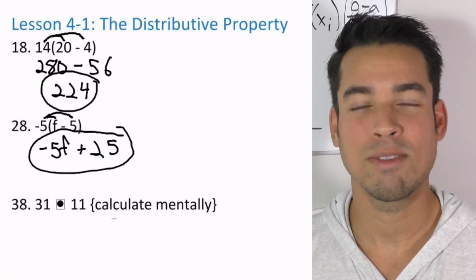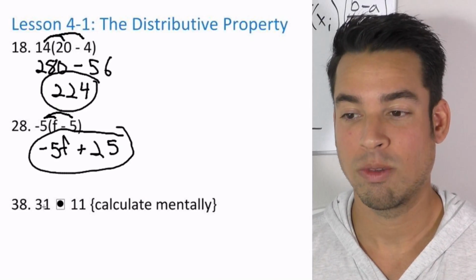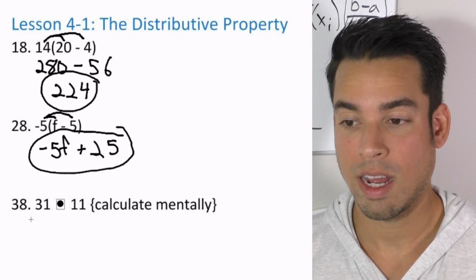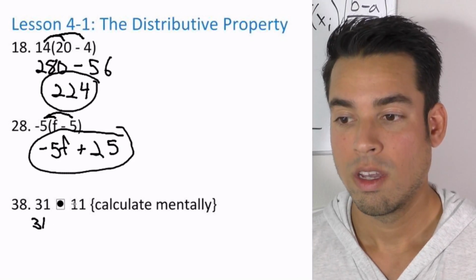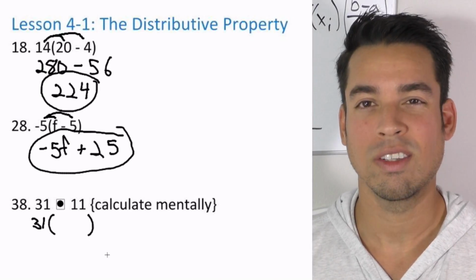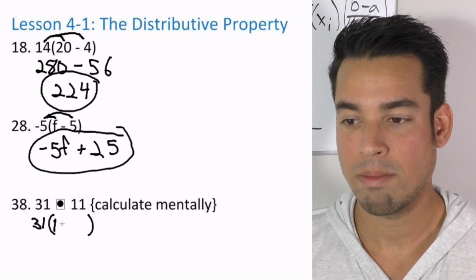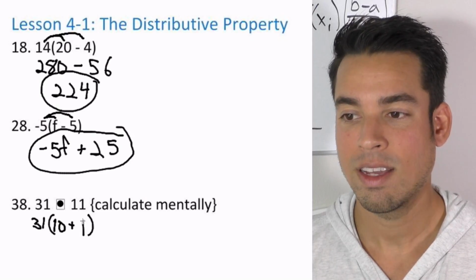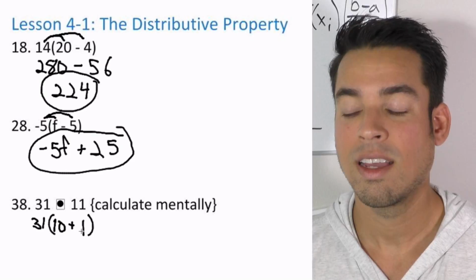And finally, we've got 31 times 11. Now they say calculate this mentally. How does this relate to the distributive property? Well, we could do it like this. This is my way that I would do it. I would take 31, and we're multiplying by 11, but that's a little bit trickier than if we were instead to multiply it by 10 and 1, right? By the distributive property, this is the same as simply adding these and then multiplying.